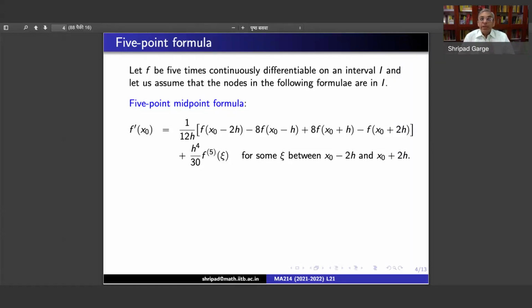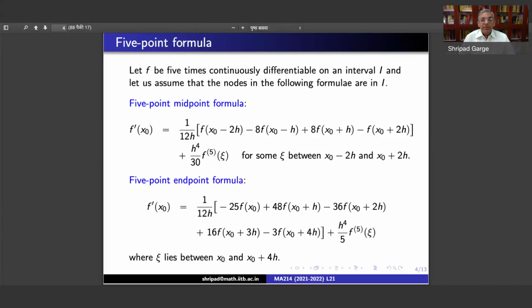Okay, this is the midpoint formula, and we also have the endpoint formula, which starts from x naught and then goes to x naught plus h, x naught plus 2h, x naught plus 3h, x naught plus 4h. But it doesn't have to be positive, it could also be on the negative side. And the coefficients are slightly on the higher side: minus 25, 48, minus 36, 16, and minus 3. And you can put h to be a positive or negative number. This is why we only say that xi lies between x naught and x naught plus 4h.